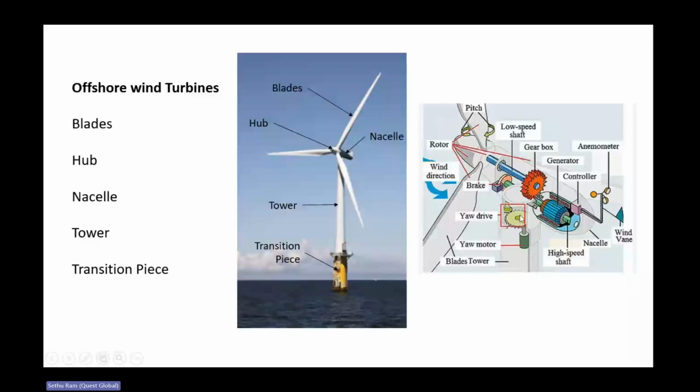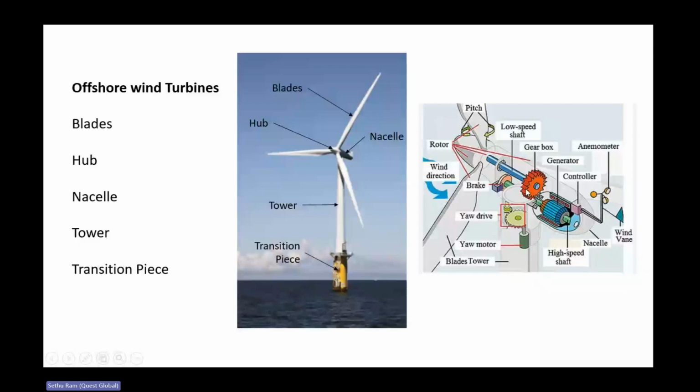Okay. So inside this nacelle, we have the low speed shaft. The shaft connected to the blades is called the low speed shaft. And we have one gearbox also. From this low speed shaft, the gearbox transfers the energy to the generator.